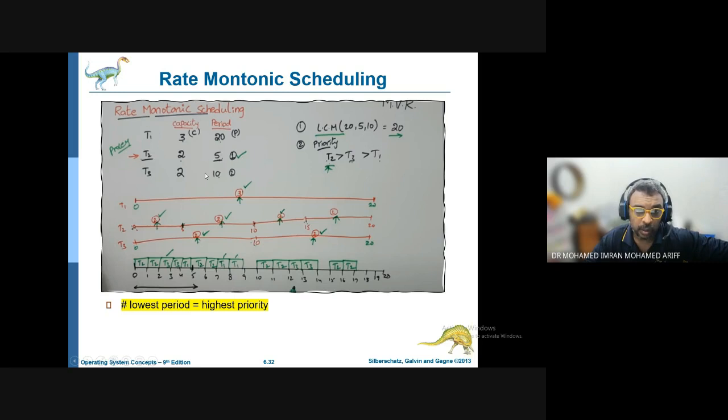For rate monotonic scheduling, we look at the period, and the smallest number is the highest priority. Again, I repeat myself, the smallest period is the highest priority. That means for every 5 seconds, T2 will process 2 seconds only. For every 10 seconds, T3 will process 2 only. For every 20 seconds, T1 will process 3 only. Right?